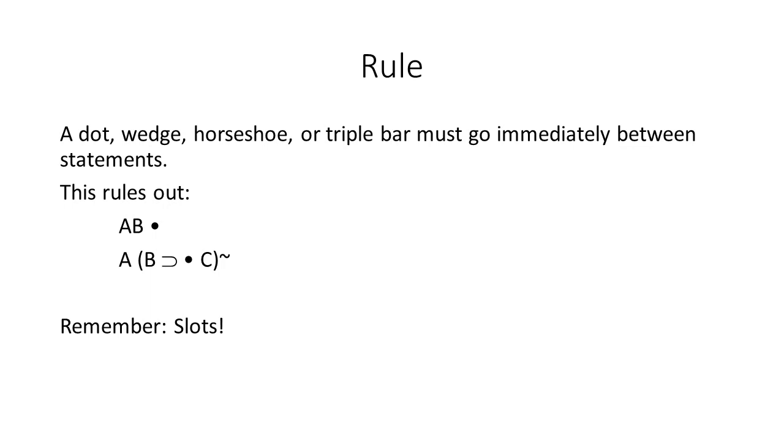In the one case, we have dot C filling the horseshoe's right slot. That's not good. That's not a statement. In the other case, we have B horseshoe filling the left slot of dot. Also not good. And can you see another problem here? There's one more problem. We have A, left parenthesis, B. A is a statement. It looks like it's supposed to be attached to a statement, but there's no two-place operator there. So remember, slots.